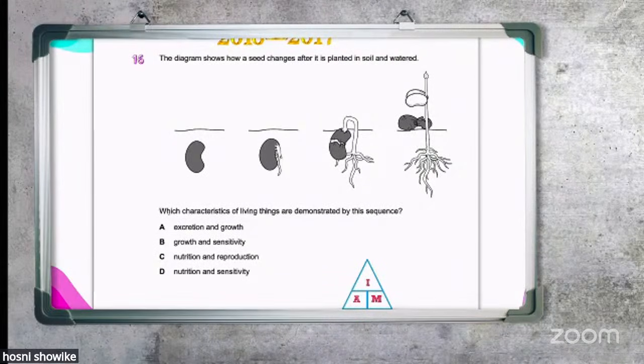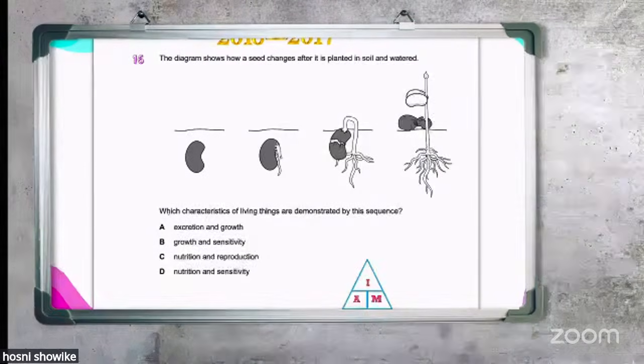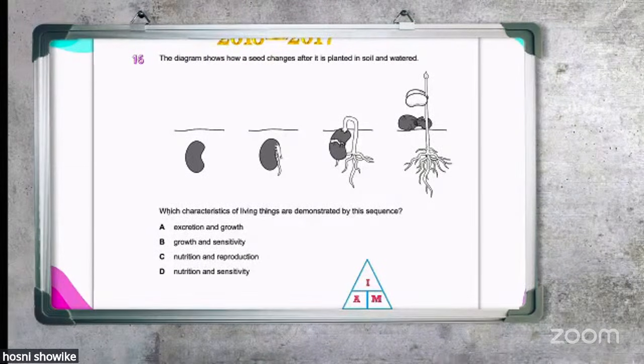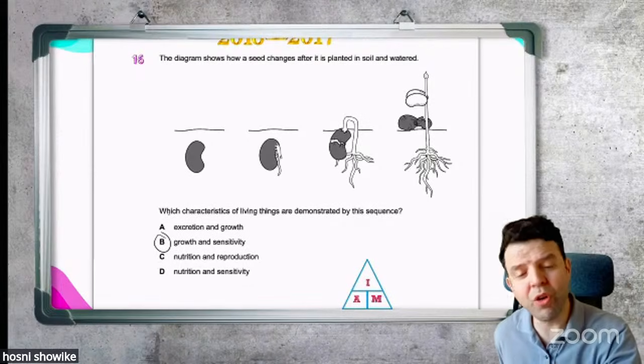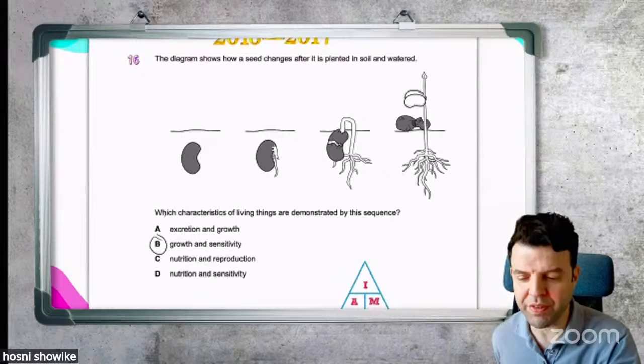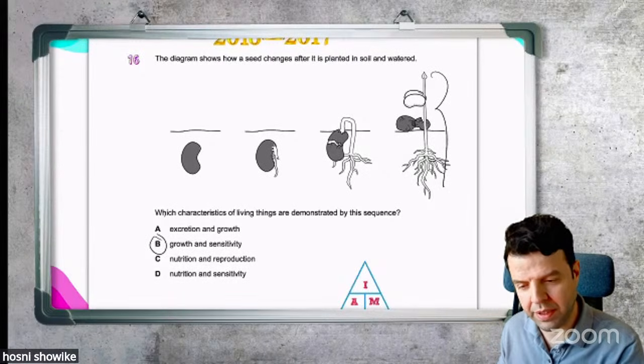Everyone picked either A and B, and two people for some reason picked C and D, right? Majority picked the right option, and it's option B. Why is it B? Why the correct answer is B? It's growth, right? It's pretty obvious there's growth, increase in size.